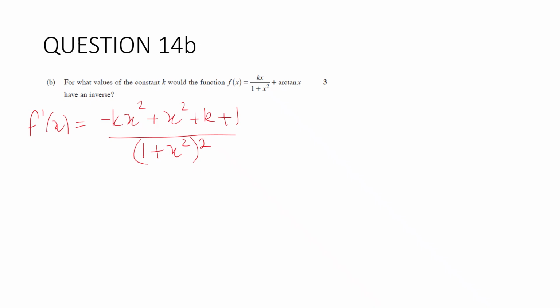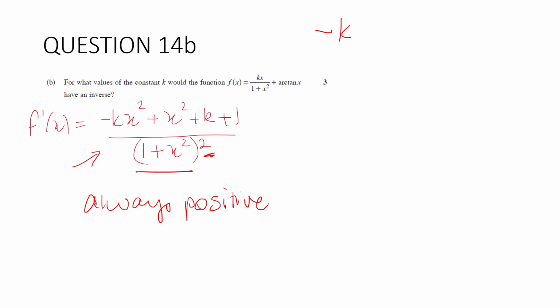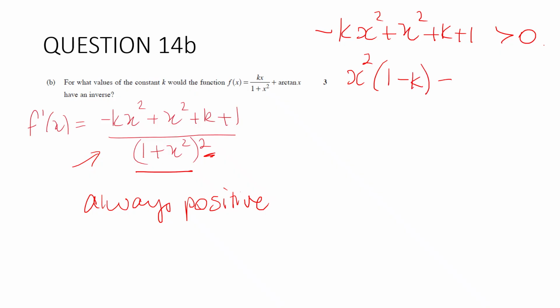And so we want to figure out what values of k are going to make this positive. Now, we note that the denominator is always positive because of this squared, so we only need to solve for the numerator. So let's figure out what values of k are going to make negative kx squared plus x squared plus k plus 1 greater than 0. Factorising the x squared out, we have x squared in brackets 1 minus k plus k plus 1 is greater than 0, and this is a parabola.